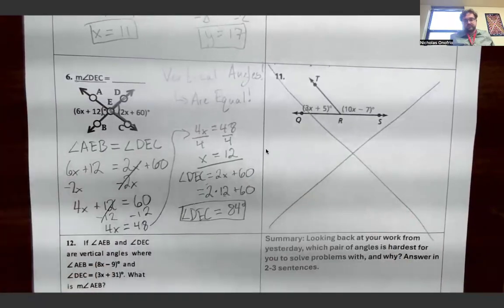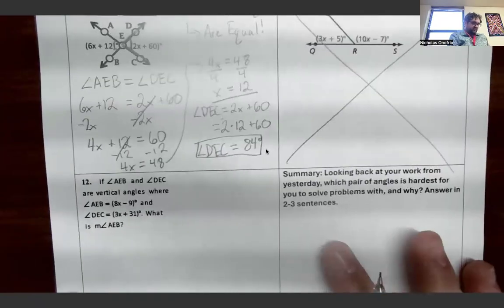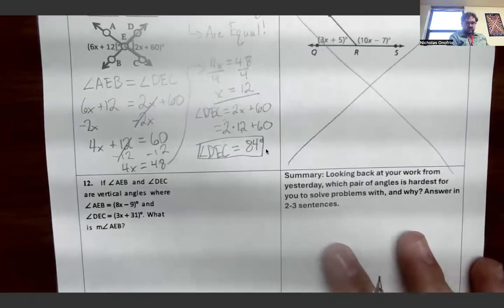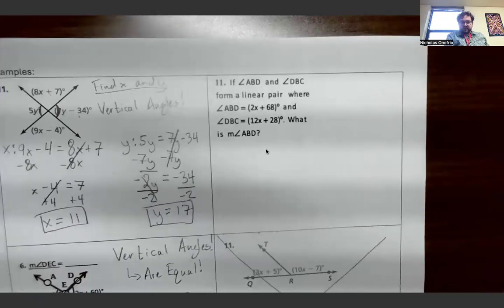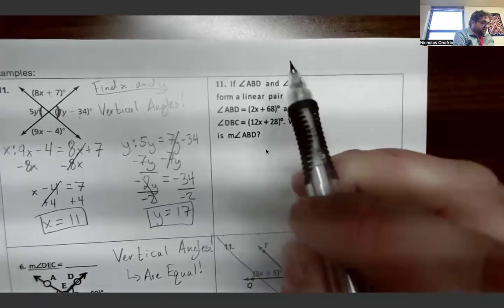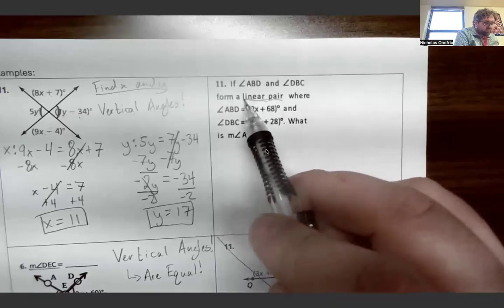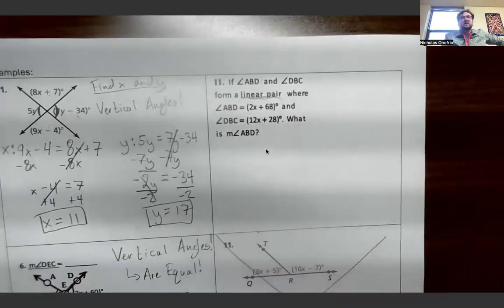All right, party people. There are still two examples on here. Problem 12 is very similar. Check your vocab. So is problem number 11. Check your vocab, and I want you to think, what do linear pairs have in common with supplementary angles? And how can we use our notes from yesterday to help us out on this one?